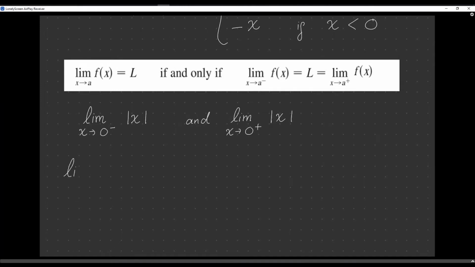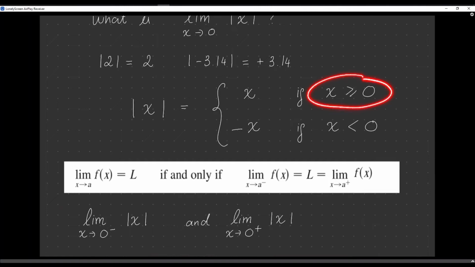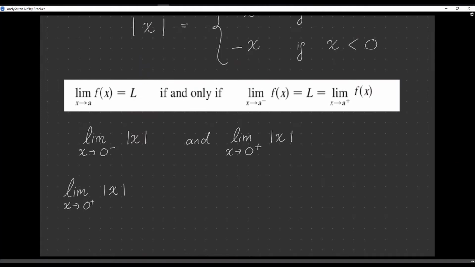Let's consider the limit from the right hand side first. We see that because x is approaching 0 from the right hand side, all the values of x are positive. And because the value of x is positive, we know that the absolute value function of x is equal to x. So we can rewrite this as the limit as x approaching 0 from the right hand side of x. And it is not hard to see that this limit is equal to 0.